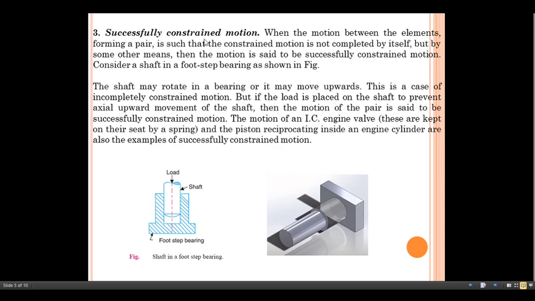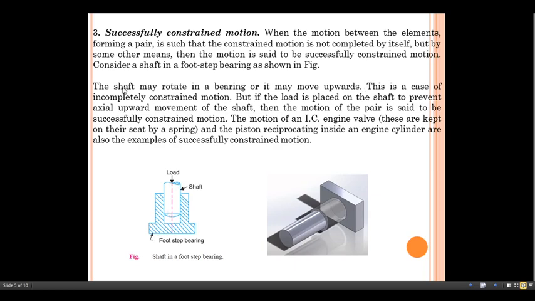When the motion between the elements forming a pair is such that constrained motion is not completed by itself but by some other means, then the motion is said to be successfully constrained motion. Consider the shaft in footstep bearing as shown in figure. Okay, like this one. Now the shaft may rotate in a bearing. This one actually indicates the footstep bearing. So what about this one, shaft actually rotating inside of that circular hole.